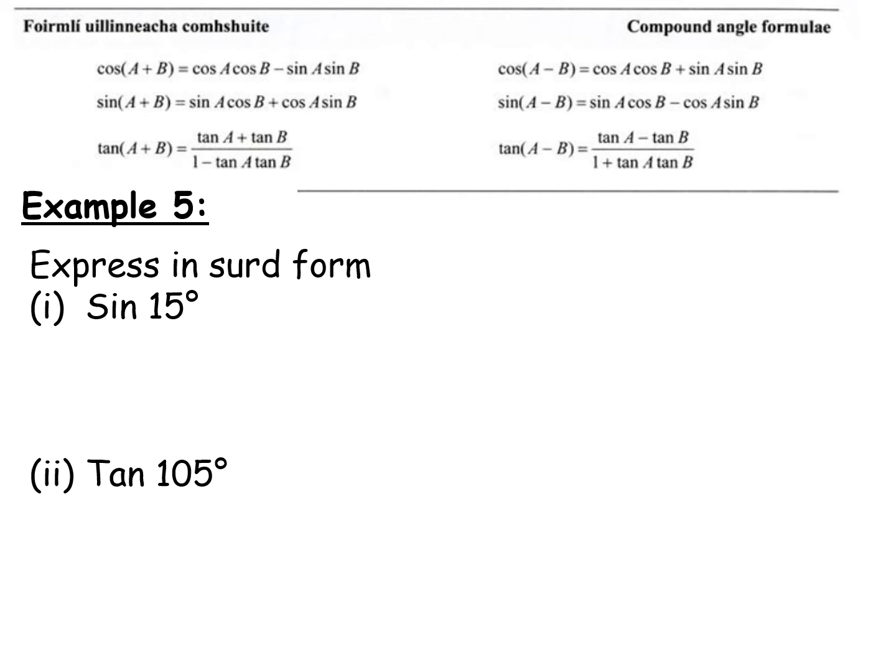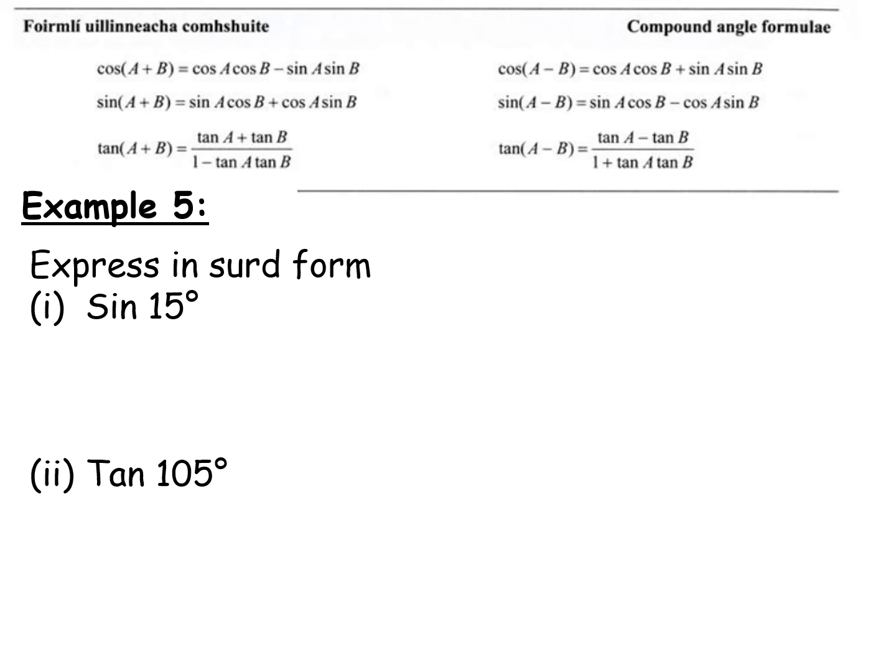So example 5 is express in surd form sine of 15 degrees and tan of 105 degrees. In surd form means basically I want to use page 13 in my log tables. That little box on page 13 is going to help us greatly when we want to use page 13 but the angle size is not there. For example, 15 degrees is not on page 13 of the log tables, and we can use the compound formula to help us. So we can do some kind of compound or mixing of the angles here.